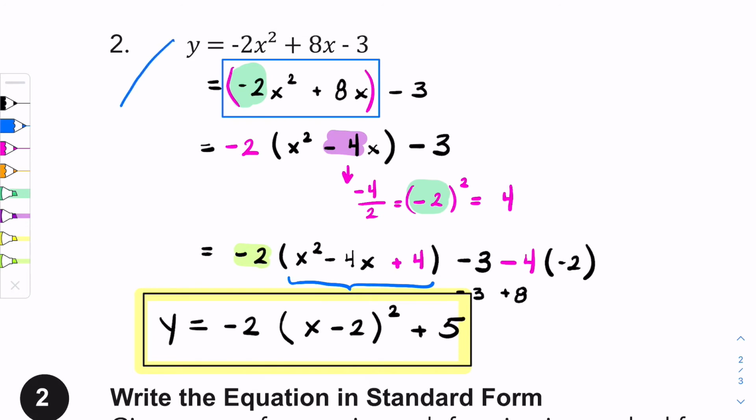So we went from standard form to vertex form. And the biggest deal here is multiplying that value of negative 2 on the end. You cannot forget that.